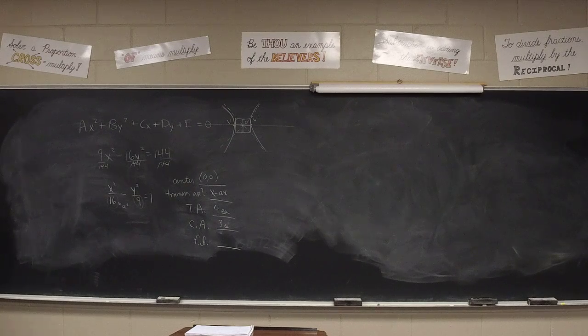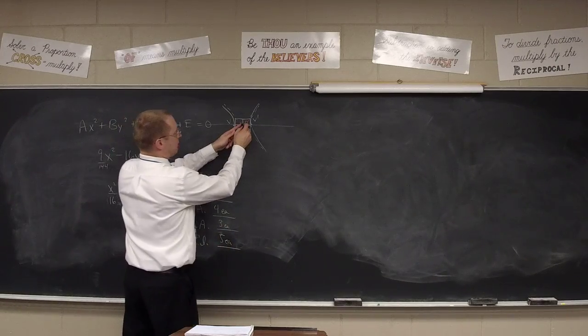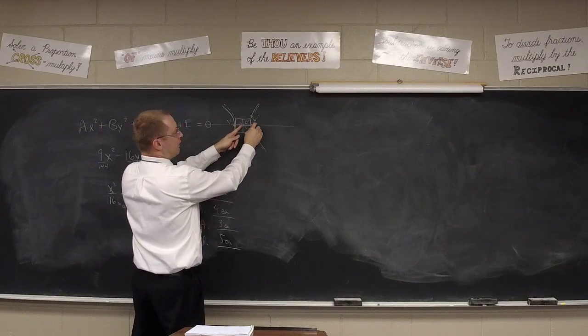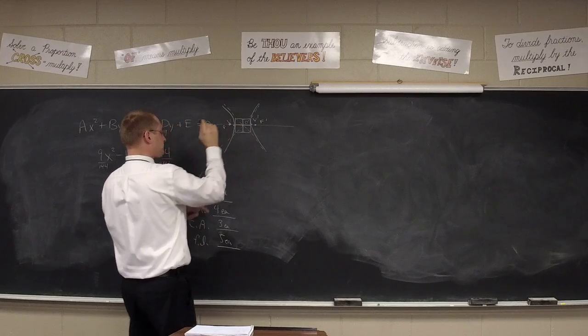So we get the square root of 25, which is just 5. So from here we go outward 5. Again, we were already 4. 1 more puts us at a focal point, and 1 more puts us at the other focal point.